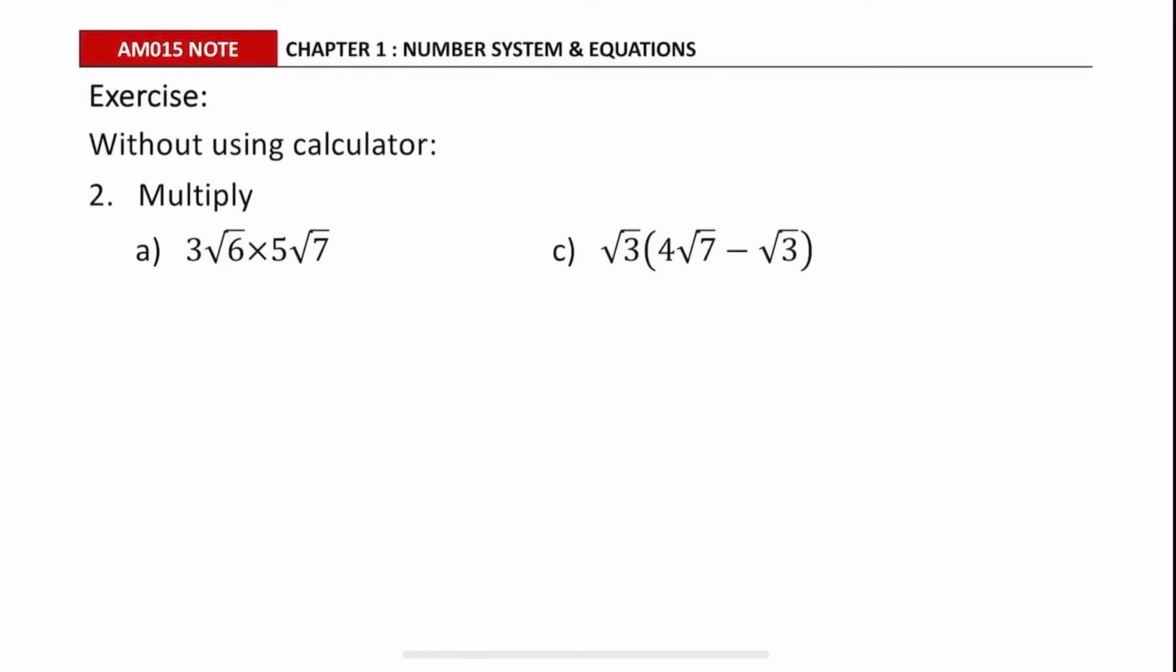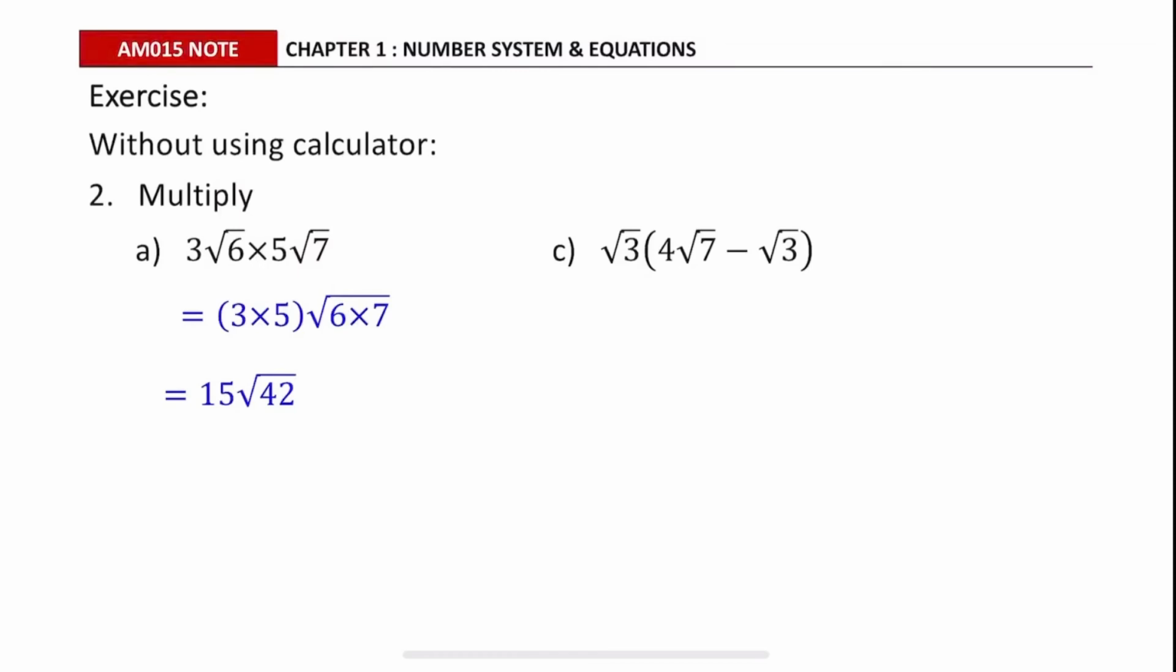Question 2 is multiplying surds without using a calculator. That means we have to show the method to multiply it. Question 2a is 3 square root of 6 multiplied by 5 square root of 7. For this question, we simply multiply the numbers outside the square root together, and the same goes for the numbers inside the square root. So, the answer is 15 square root of 42. Since we can no longer simplify the square root of 42, this is the simplest answer.